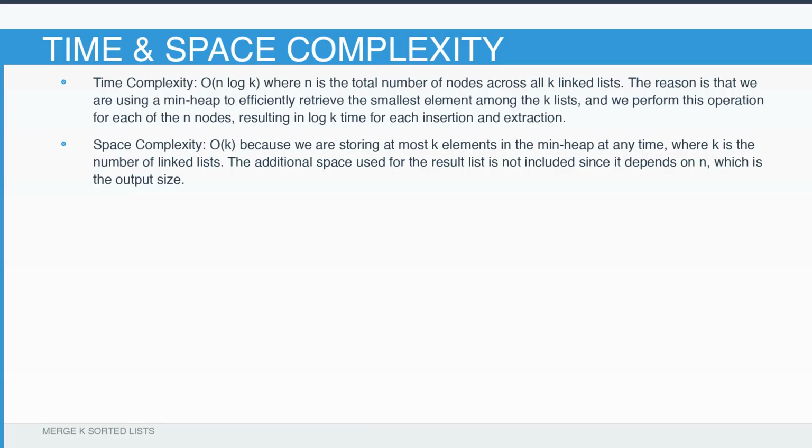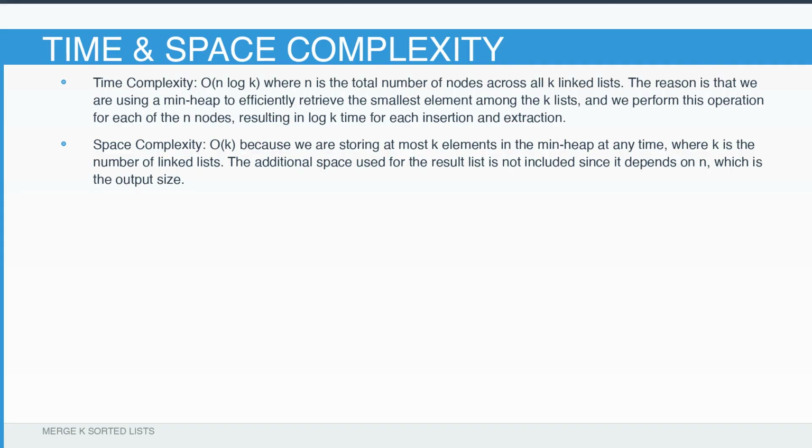The time complexity for merging k sorted lists is O(n log k), where n represents the total number of nodes across all k lists. To understand this, think of a min heap as a tool that helps us efficiently find the smallest element among these lists. Each time we insert or extract an element from the min heap, it takes log k time because we're managing k lists. Since we perform this operation for each of the n nodes, it results in a total complexity of n log k. Now, regarding space complexity, it is O(k).